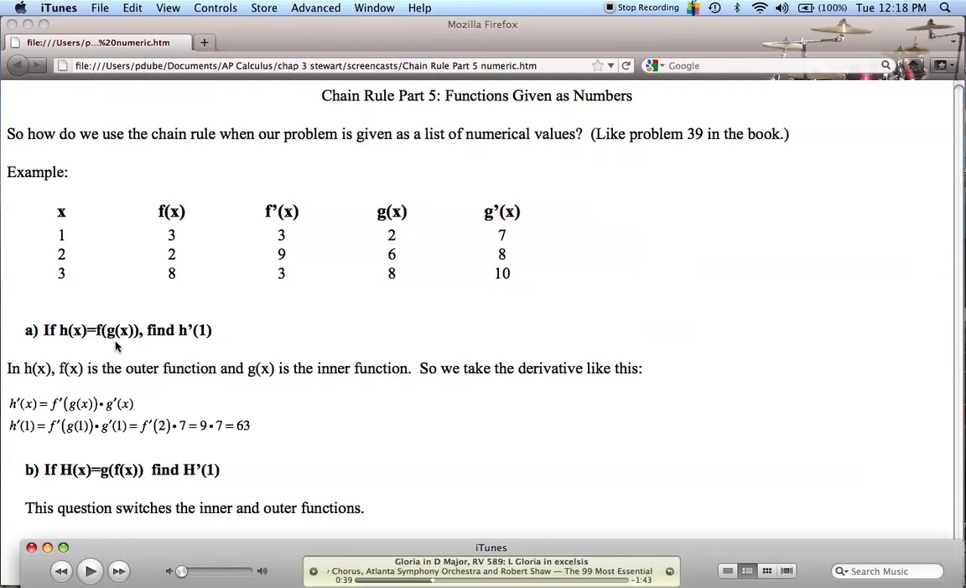Here's a classic problem that involves the chain rule. Now we've seen these tables with product rule and quotient rule. It's very similar here. If h of x is the composite function, that's what we call when we have a function inside of another function, h of x is the function f of g of x. Find h prime of 1. Well, the first thing you have to do is identify the outer function. The outer function is the last thing you do. So if you had x, you would put it into g and then put that answer into f. So f is the outer function and g is the inner function.